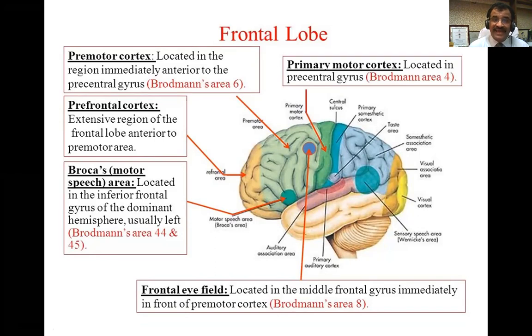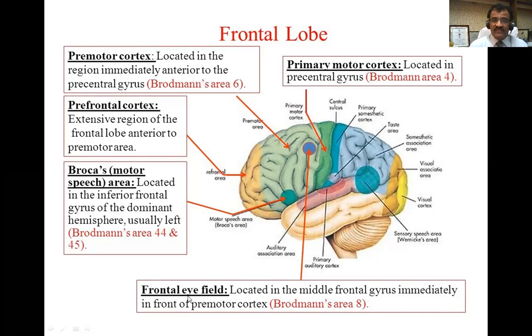And Brodmann has given area number 44 and 45 to this, whereas he has given number 4 to the primary motor area, that is located on the precentral gyrus. Number 6 is given to the premotor area, which is for the gross movement, fine movement, motor speech area. So these are the important areas which are located on the frontal lobe. You can see through this slide, area number 6, area number 4, area number 44 and 45.